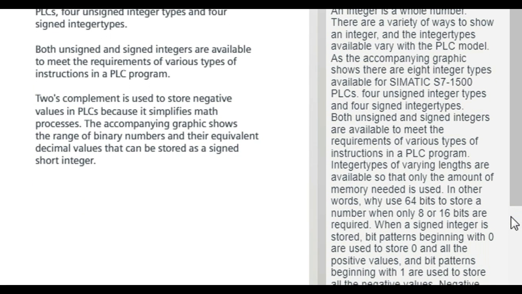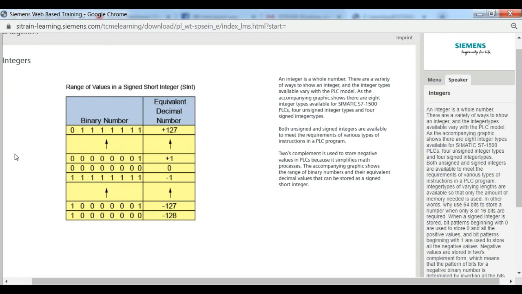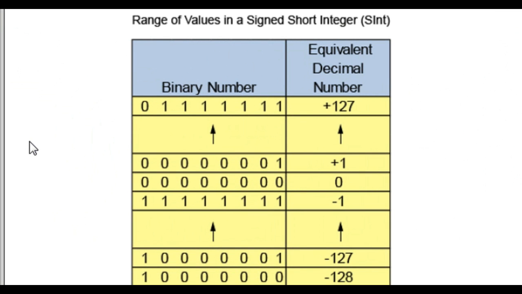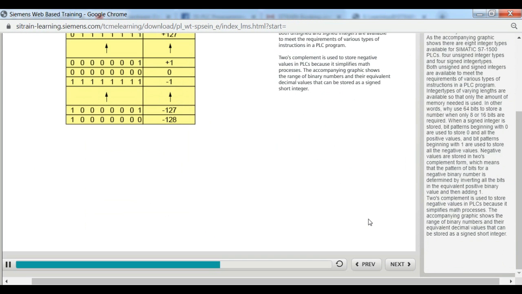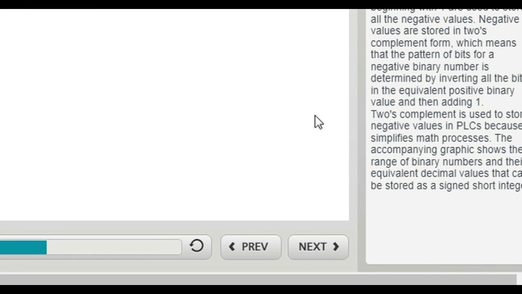When a signed integer is stored, bit patterns beginning with 0 are used to store 0 and all the positive values, and bit patterns beginning with 1 are used to store all the negative values. Negative values are stored in 2's complement form, which means that the pattern of bits for a negative binary number is determined by inverting all the bits in the equivalent positive binary value and then adding 1.